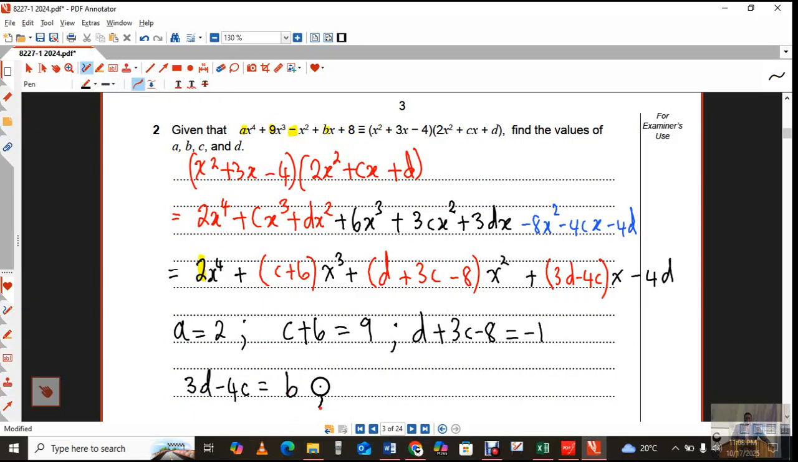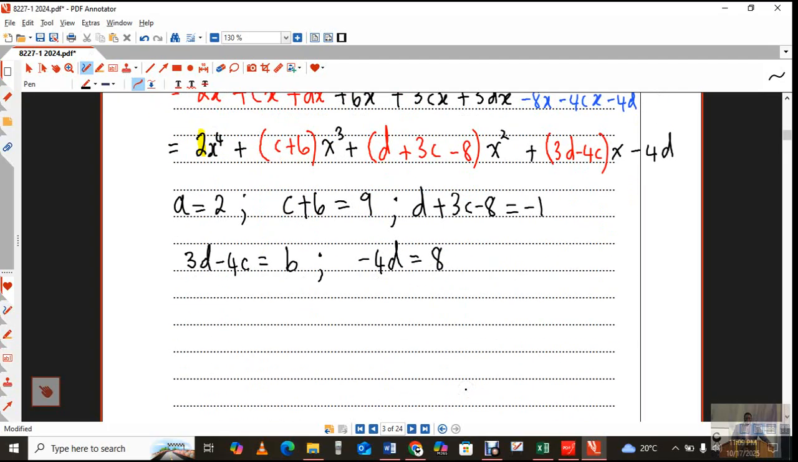All right, and then there's one more thing. I'm going to take the coefficient, in this case negative 4d, which is this one, and let that equal this constant because this one represents the constant. So we can now look at all these equations and solve them. I can even solve this equation here for d, and if you solve this equation for d, this implies that d is equal to negative 2.